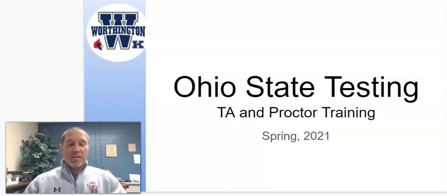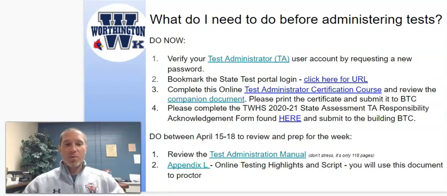The difference between the TA and proctor: the TA is called the test administrator. They're the main person in charge of testing, and they're the ones that will be establishing the test session on the computer and running that. The proctor is the support person, the support adult.